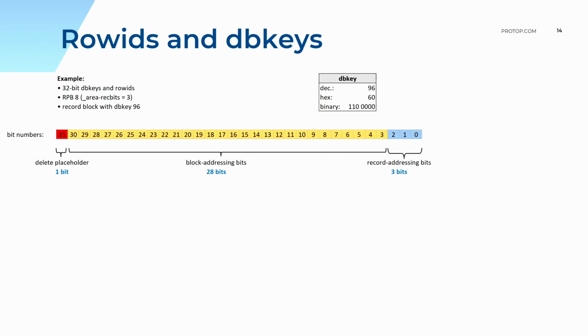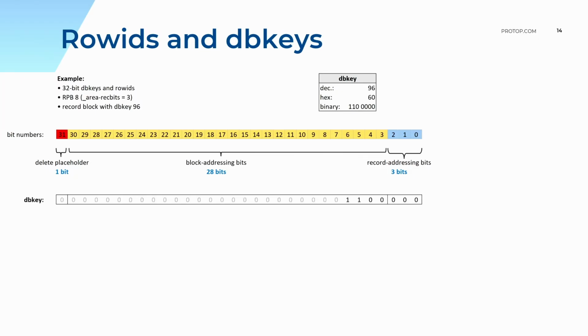This helps us to understand why type 1 areas, which have 32-bit addresses, are very limited in size and also have a limit that is a function of RPB, because as you can see, if we added more record addressing bits, we would be taking away block addressing bits. So fewer addresses for blocks means smaller maximum size.